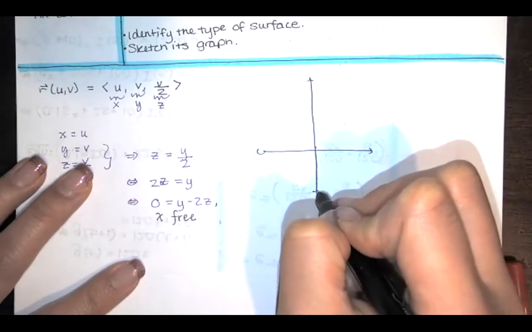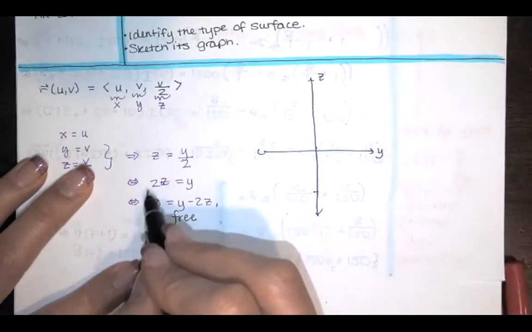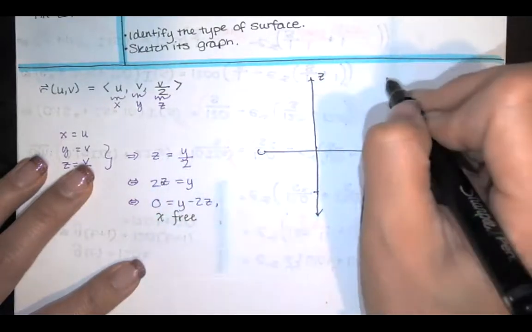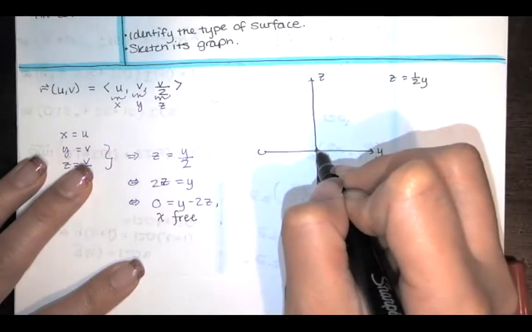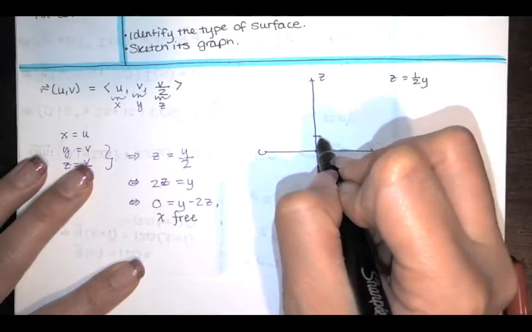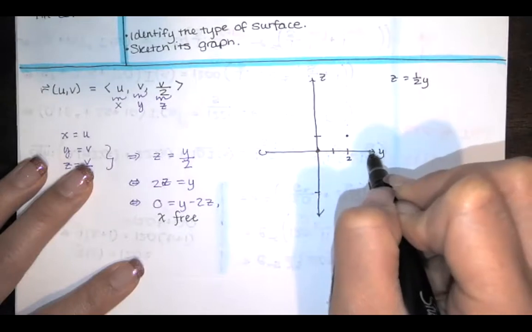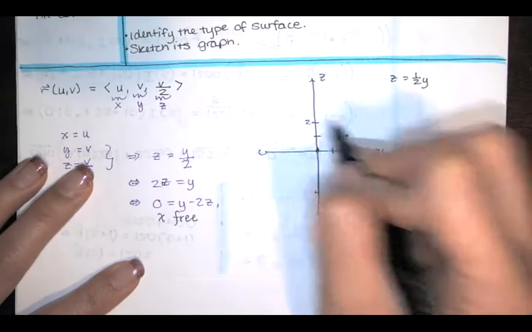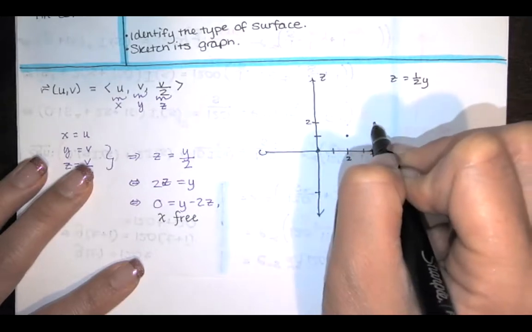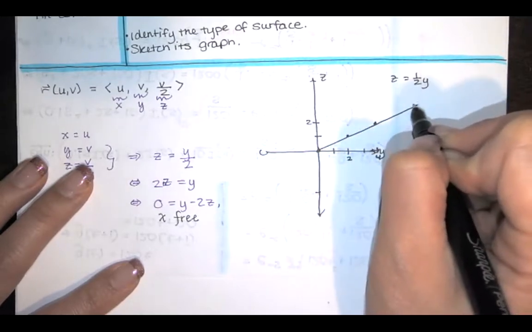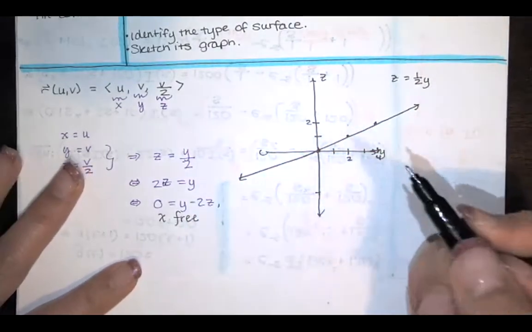So that means our graph is going to look like this back in the YZ plane. If you want, you can think of z as a function of y. So z is 1/2 of y. When z is 0, y is 0. And we would go up 1 and over 2 to find another point on that line, and then do it again, up 1 and over 2. And just draw a line through those points. It kind of looks like that. Should be straight, but it's not.